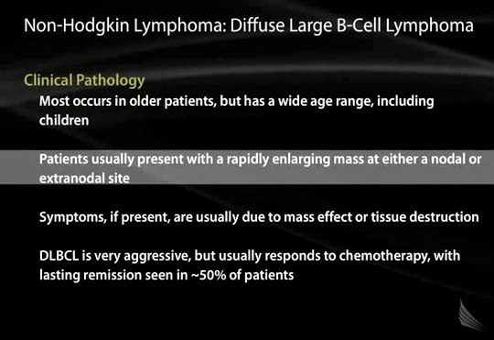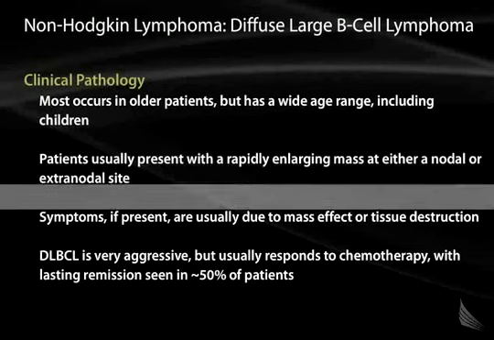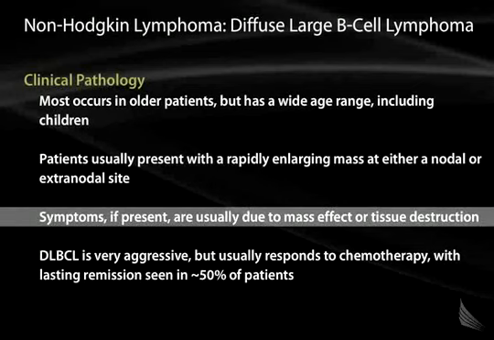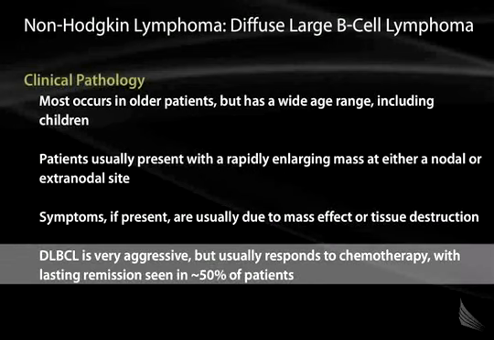Patients usually do present with a rapidly enlarging mass, either at a lymph node site or at some extranodal site, causing extrinsic compression of associated structures. So symptoms, if they're present, are usually due to tissue destruction or mass effect. Diffuse large B-cell lymphoma is very aggressive, but can respond to chemotherapy, causing a lasting remission in up to 50% of the patients.